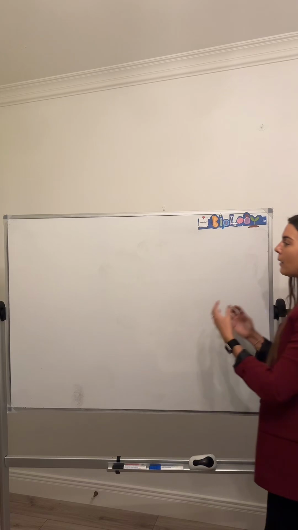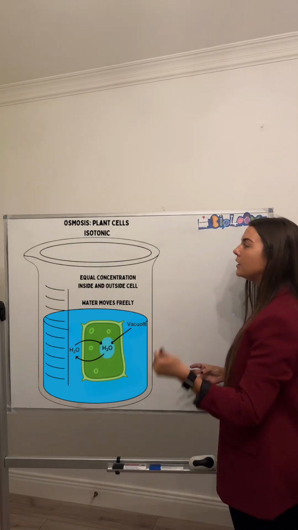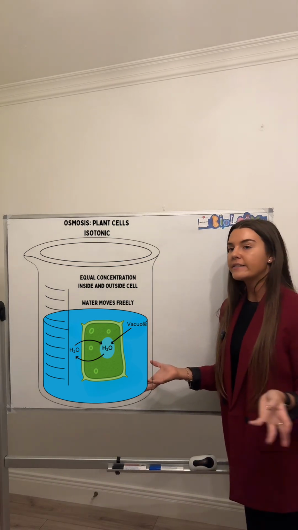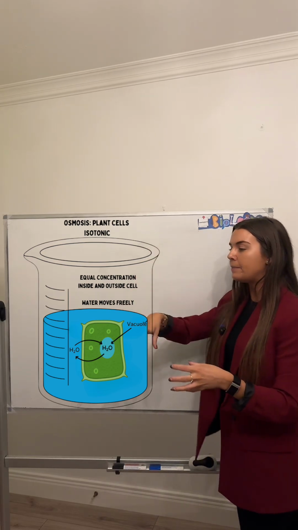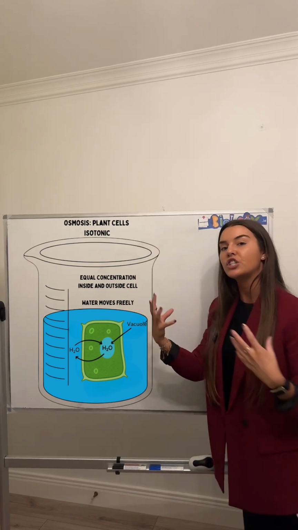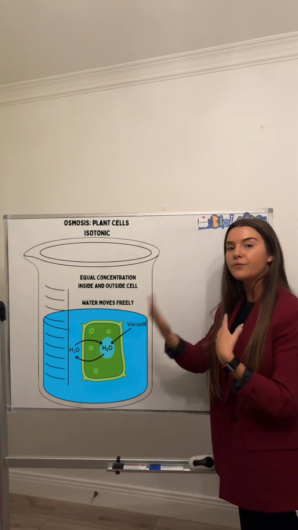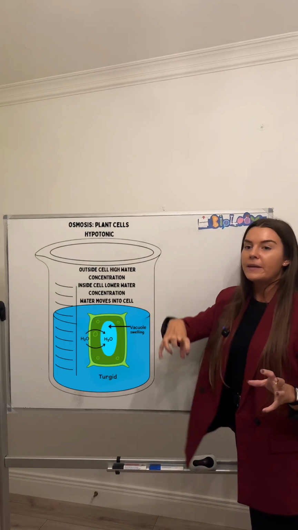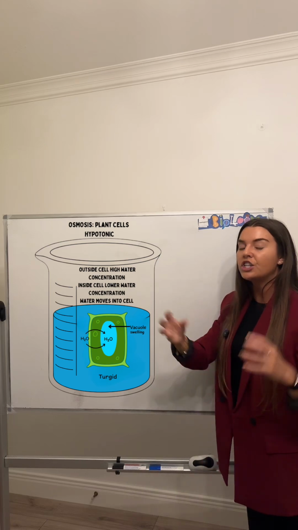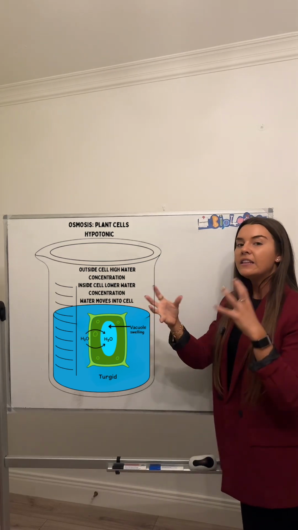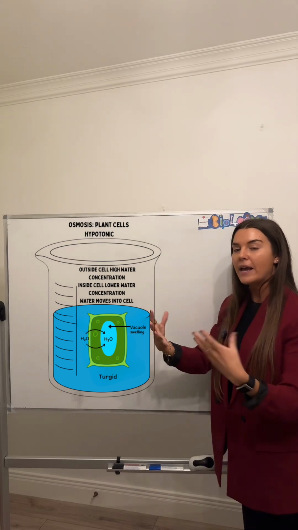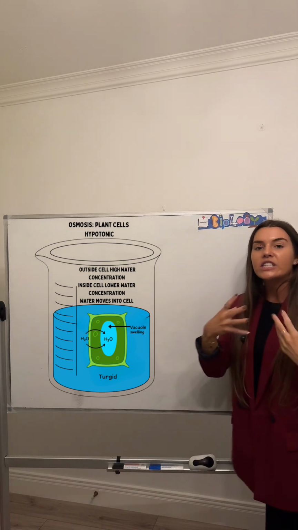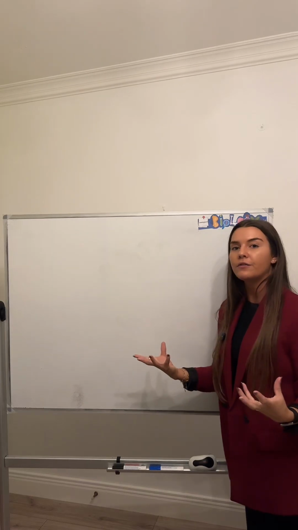Now if we compare that to our plant cell, remember plants have a vacuole and they also have a cell wall. So what's going to happen again in an isotonic solution? You put a plant cell in a beaker of water that's of equal concentration to its cytoplasm. Water moves freely in and out at the same rate. However, if you place a plant cell in a beaker of high water concentration, water rushes into the cell, the vacuole collects the water, the cell swells, the cell membrane pushes against the cell wall, and that creates turgor pressure, which plants rely on for their strength.